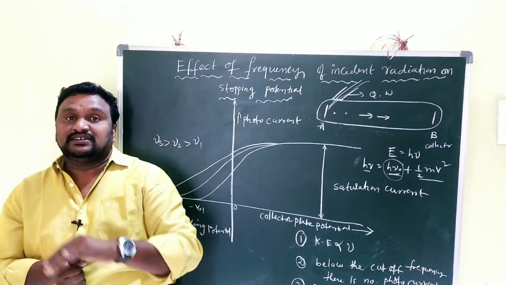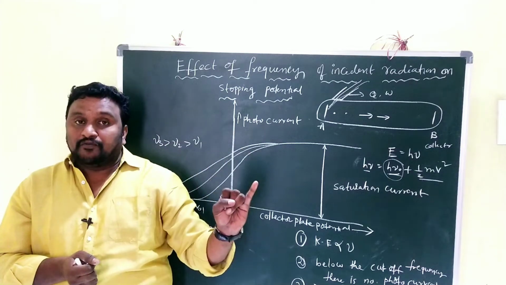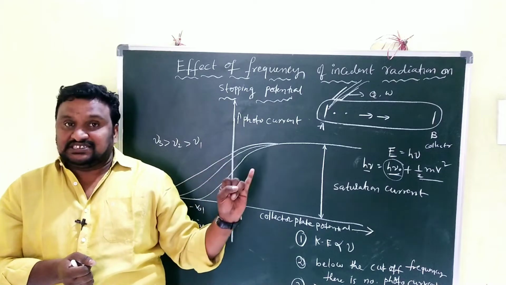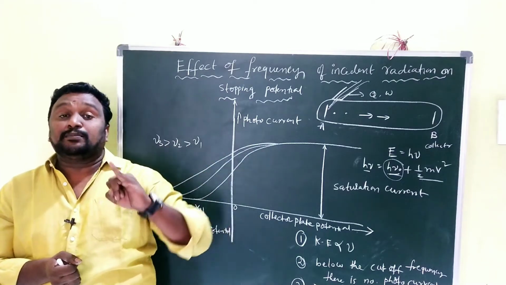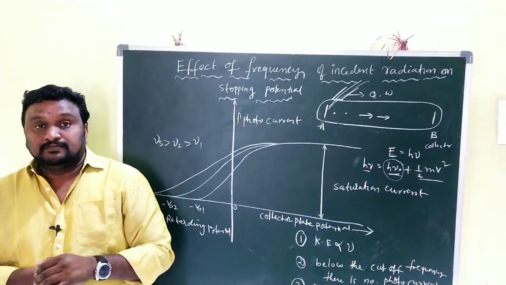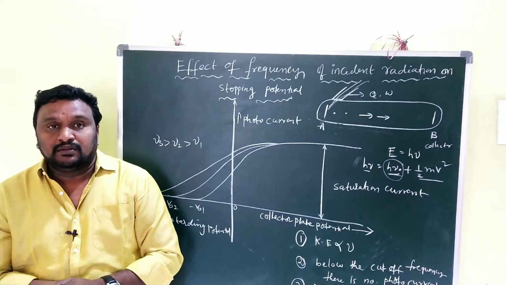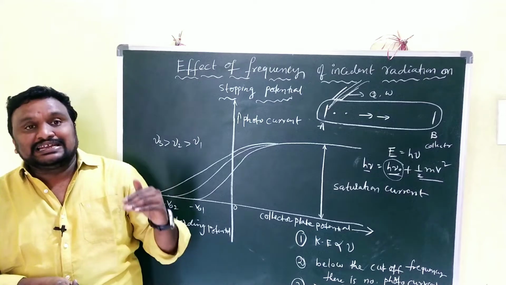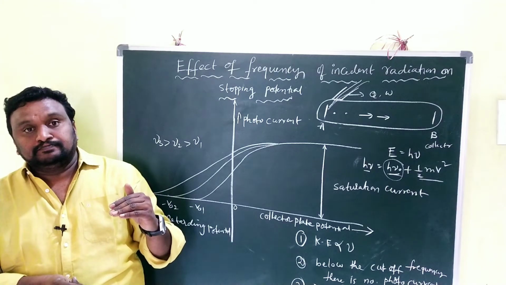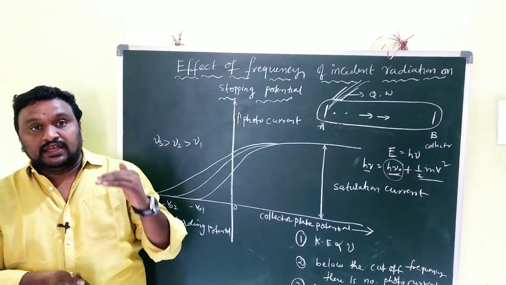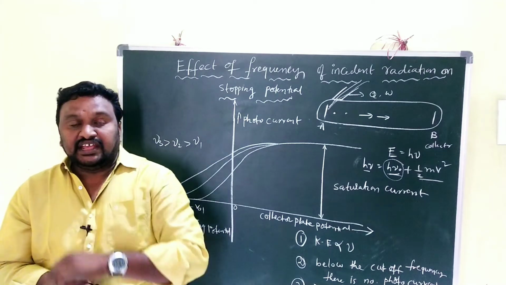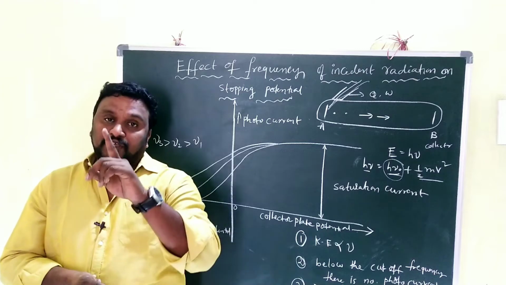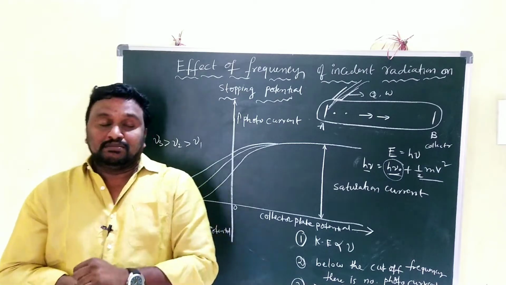So you have to remember that the quantity of photoelectric current depends upon the intensity. At the same time, the kinetic energy of the electron depends upon the frequency. That is the first point you have to remember. The photoelectric current is independent of frequency, but the kinetic energy of the electron depends upon the frequency. That is the first thing you have to remember.